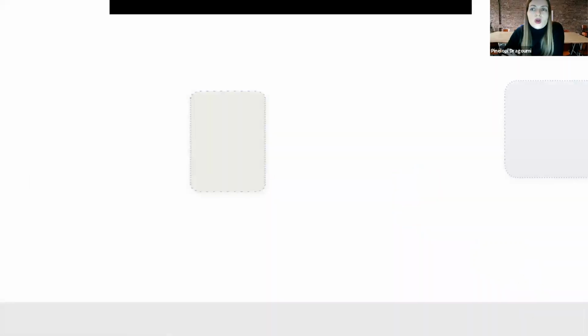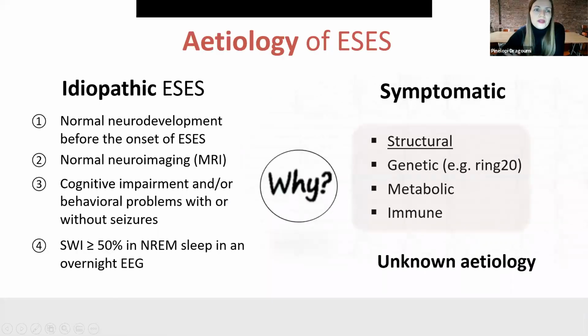In terms of etiology, why does this happen? Mostly we have the idiopathic SWAS that can be in some of the epilepsy aphasia spectrum epilepsies that we will see later on, where we have normal neurodevelopment before the onset of SWAS and normal neuroimaging. And the cognitive impairment happens with or without seizures during the period of the continuous spike and wave in sleep.